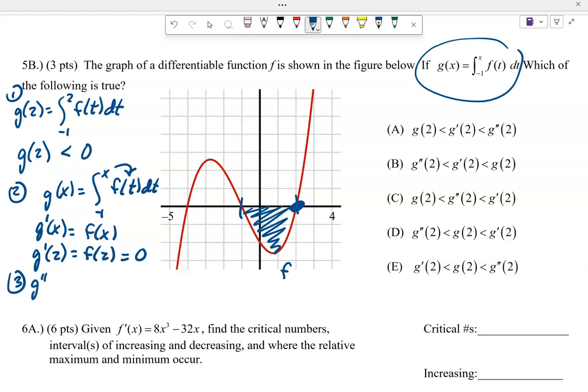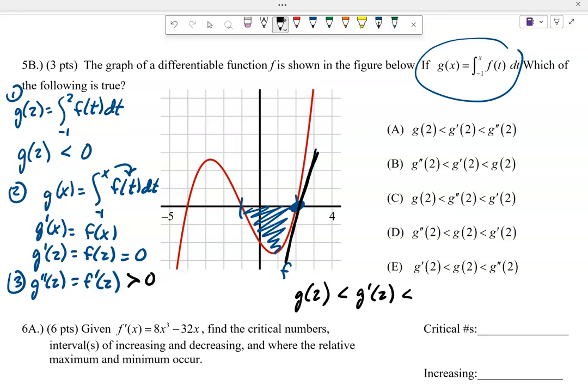Number 3, G double prime at 2 would be the first derivative at 2. So the slope of the tangent line at 2. Let me go on here. Let's draw in black. Slope of the tangent. Notice that slope is positive, right? So this is positive. So let's write this in order. It looks like G of 2, that's negative. So that'd be less than G prime at 2, which is less than G double prime at 2.